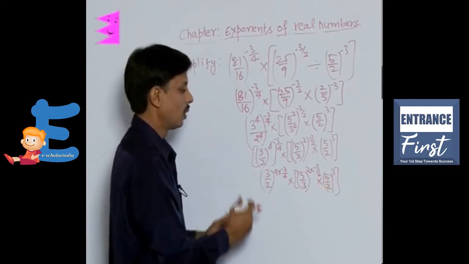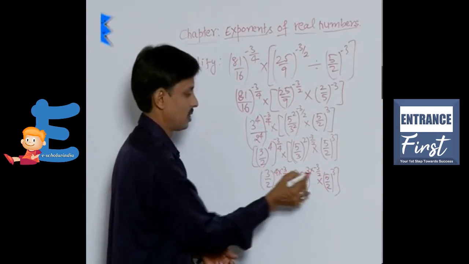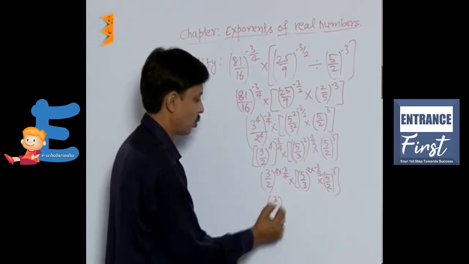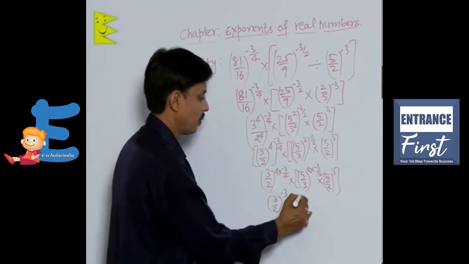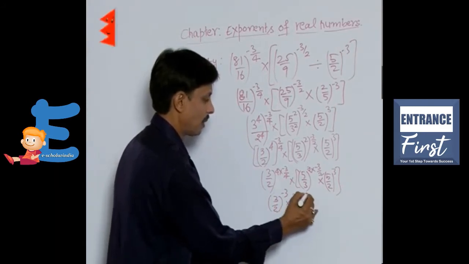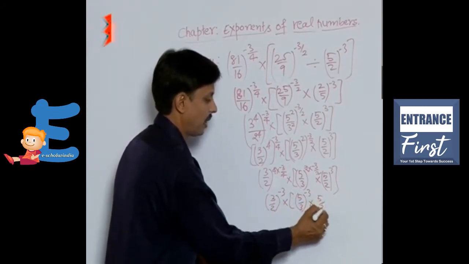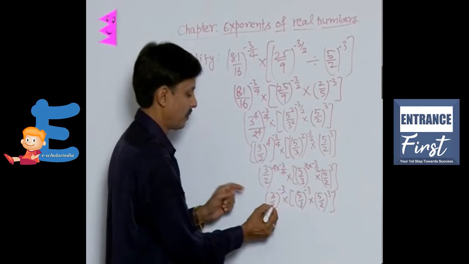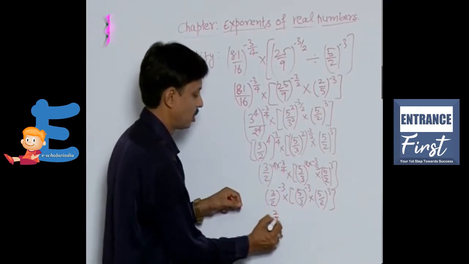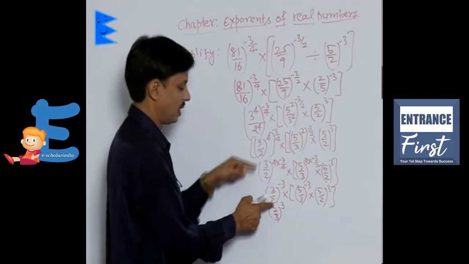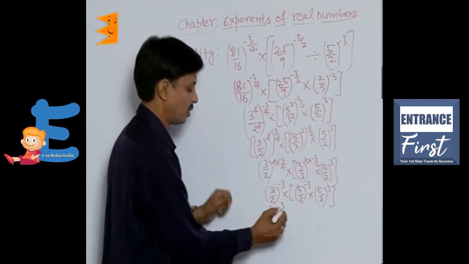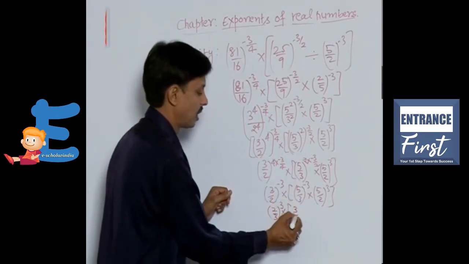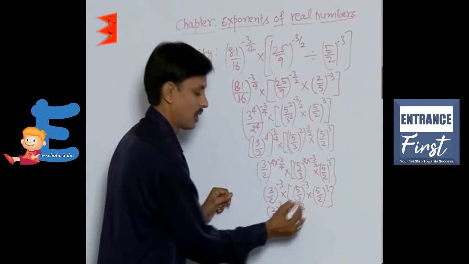Now the question is, 4 and 4 get cancelled, 2 and 2 get cancelled. So I have (3/2)^-3 × (5/3)^-3 × (5/2)^3. Now if I change this negative exponent, I will write it as (2/3)^3, because the base is reversed, then the negative power becomes positive, multiplied by (5/3)^-3, which can be written as (3/5)^3.